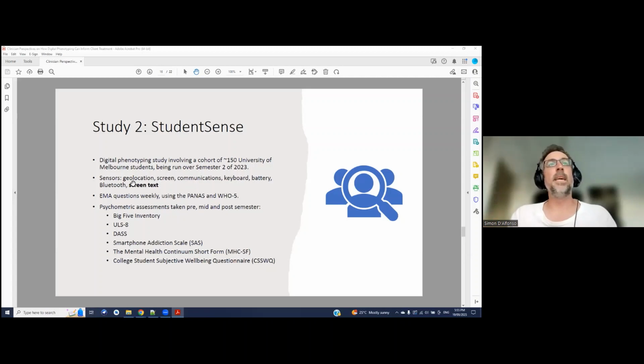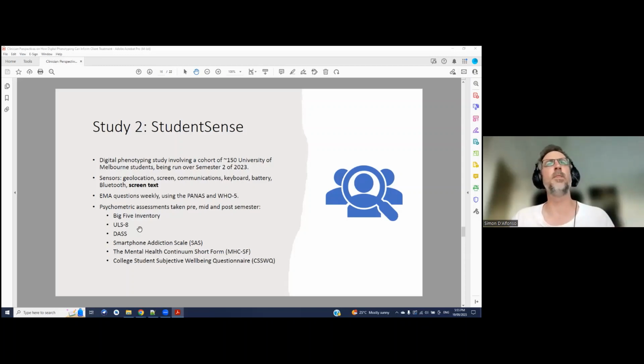We're also administering some EMA questions, but we're doing this one less frequently, on a weekly basis, and we're administering some items from the Positive and Negative Affect Schedule. It's the PANAS, one of the main scales to measure positive and negative affects. And this is the World Health Organization WHO-5, which is just a general well-being questionnaire. It's a really simple one to administer with 5 items.